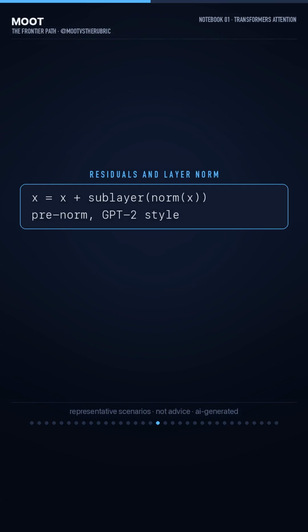The residual is just adding the sublayer output back onto its input, which gives gradients a clean highway straight through the network and lets each layer learn a small refinement rather than a full rewrite. Layer norm rescales activations to keep them well behaved.